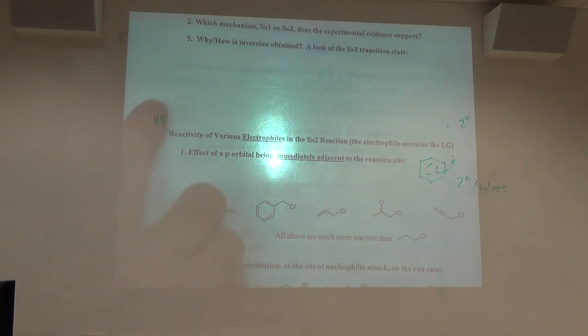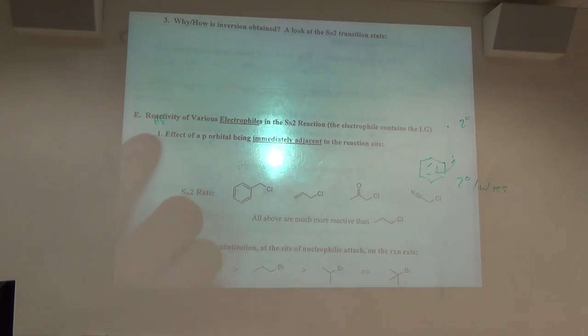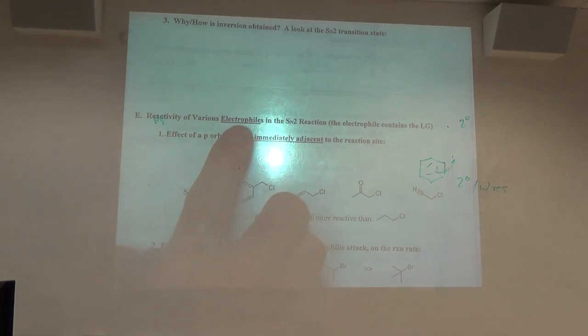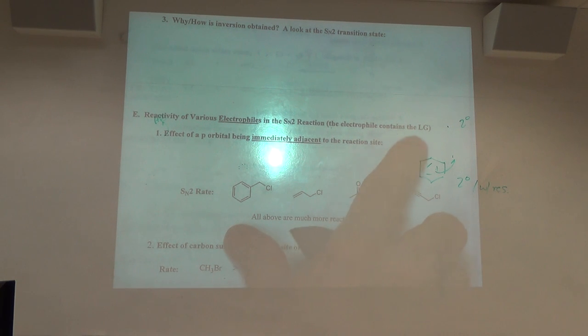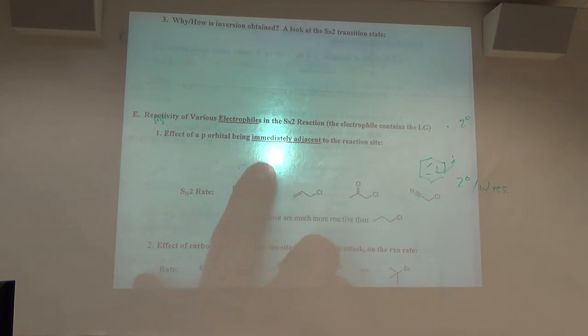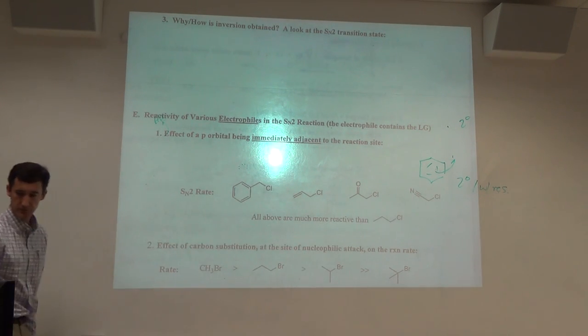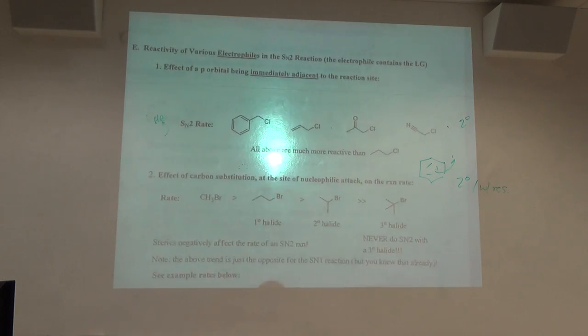What are we looking at here? We're under E. You guys do look at the headings, right? We're looking at the reactivity of various electrophiles. The electrophile contains the leaving group. We looked at these electrophiles versus maybe ethyl chloride and how we can have difference in reactivity. Let's look at something else.